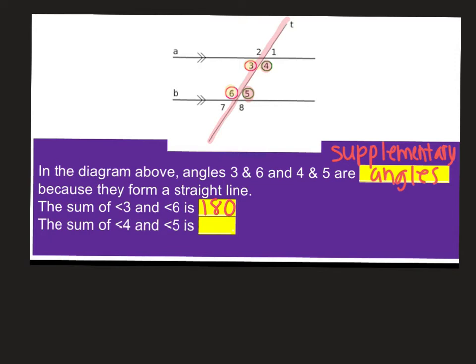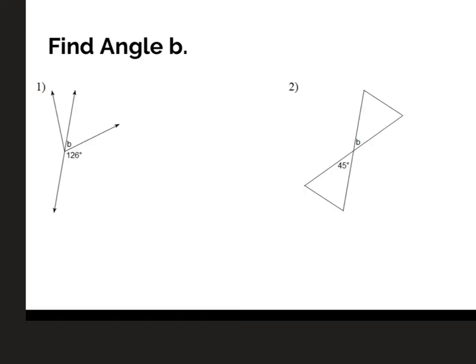So same thing, the sum of angle 4 and 5 has to equal 180 because we already said they are supplementary angles, which means they add up to 180 degrees. All right, I'm actually going to have us practice with this. So let's look at number 1 here.